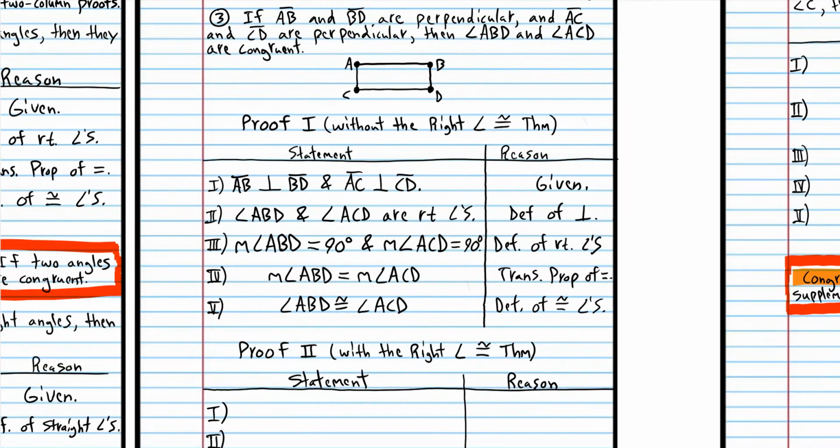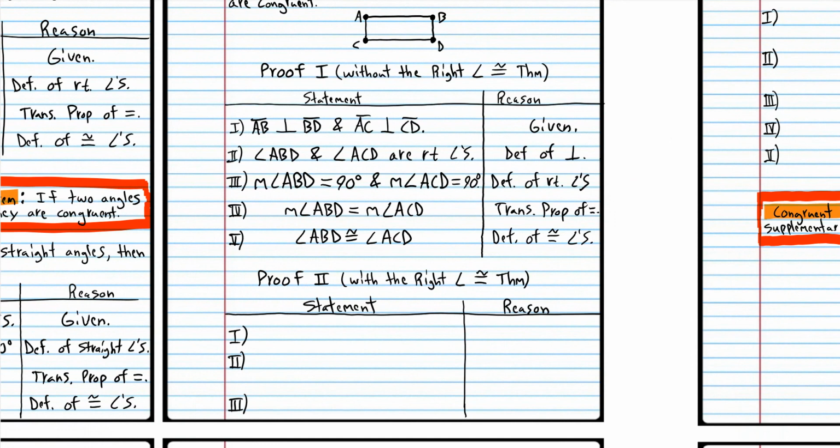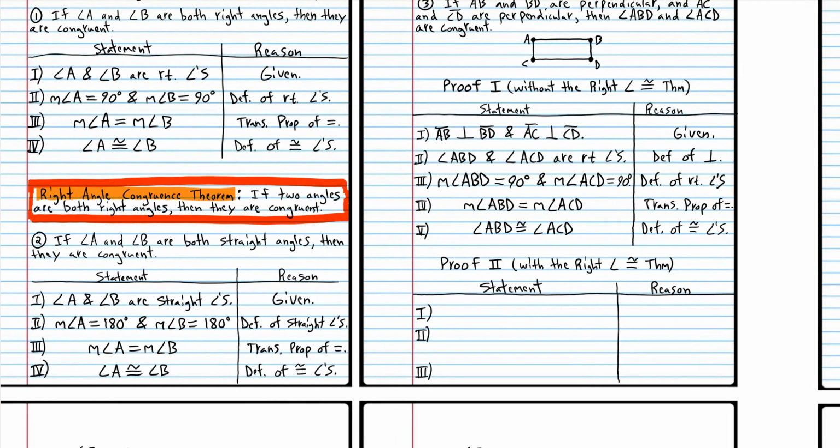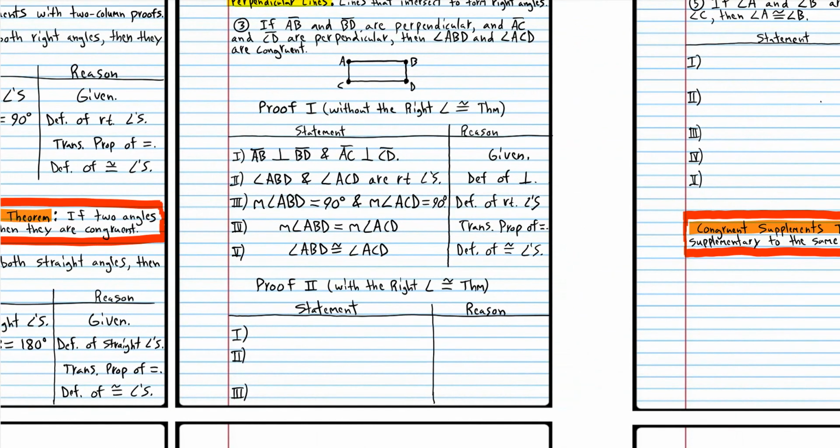Now, we did not use the right angle congruence theorem. At this point, we know that they're right angles. So if we used the right angle congruence theorem, we could have just gone to the very last step and skipped these two steps. Now we're going to use the right angle congruence theorem, and you're going to see that we're able to skip those two steps. I'm going to copy the first two steps because they're exactly the same.